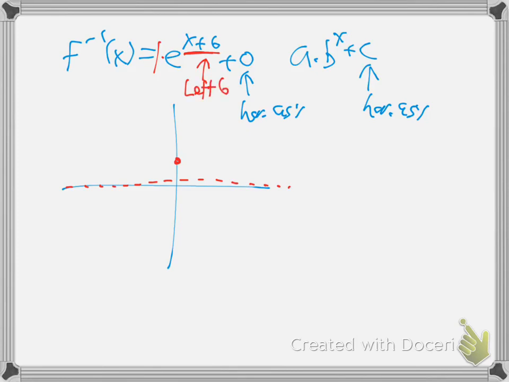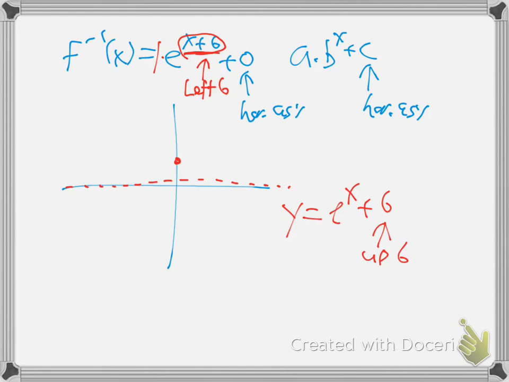Left 6, right? Because x is always opposite, and that's in x's little world. That's x's little world up there. Whereas if it was like this, then that 6 would be up 6, because that would not be in x's world. That would be different. We had that a minute ago. Everybody see the difference?